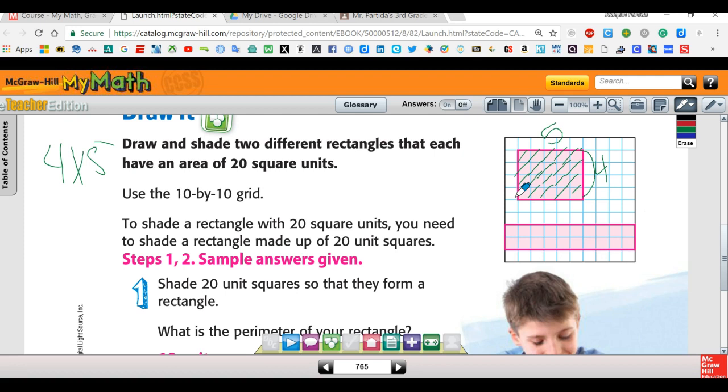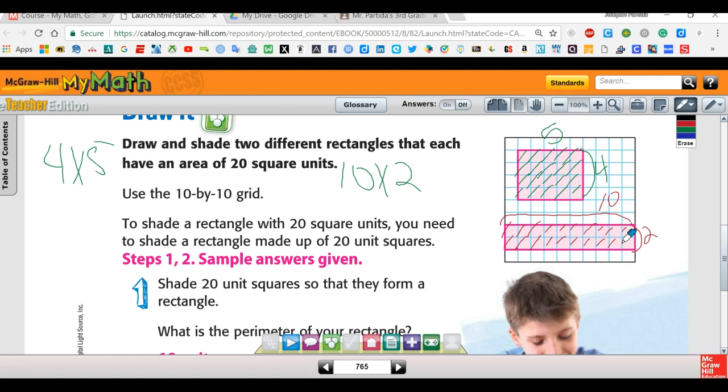You also told me that 10 times 2 is also 20. From here to here is 2, and from here to here is 10. So 10 times 2 is 20. How many squares should I have inside? 20. 1, 2, 3, 4, 5, 6, 7, 8, 9, 10, 11, 12, 13, 14, 15, 16, 17, 18, 19, 20.